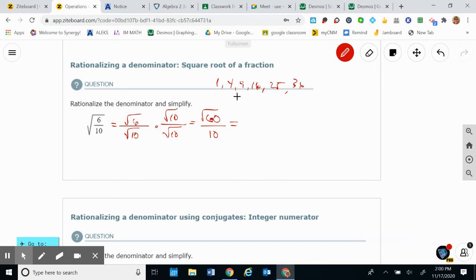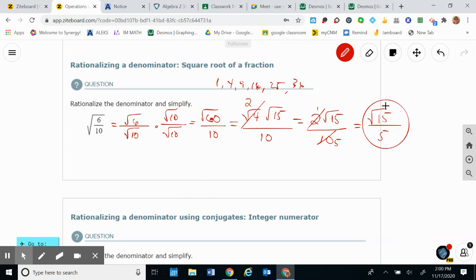4 might go into 60. Square root of 4 times 15, over 10. Square root of 4 is 2. So we get 2 root 15 over 10. And then you can divide that by 2. So you get the square root of 15. 2 goes into 2 once, right? And 2 goes into 10 5 times. And that's your final answer.